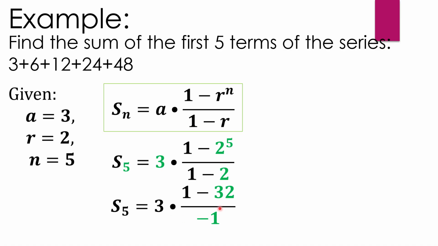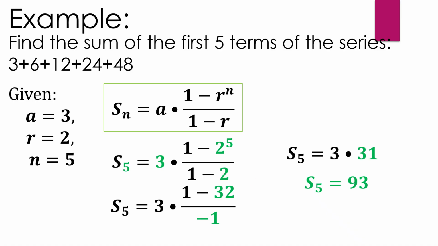Then simplify. First, 1 minus 32, that is negative 31. Negative 31 divided by negative 1, that is 31. We get the negative 1 from 1 minus 2, that is negative 1. Then we multiply to our first term. 3 times 31. The sum of this series is 93.